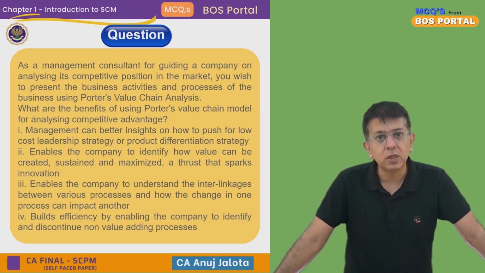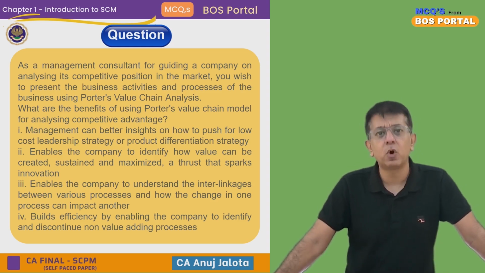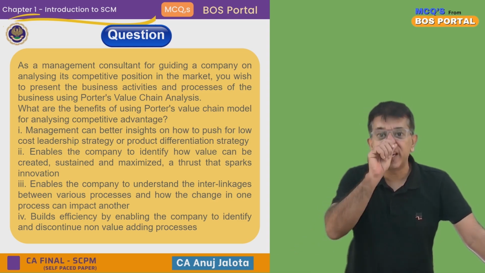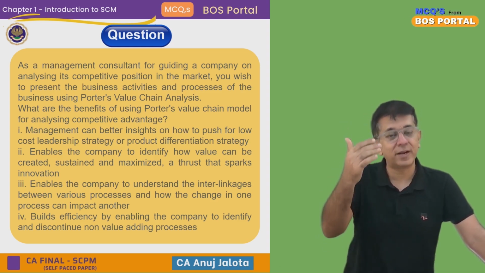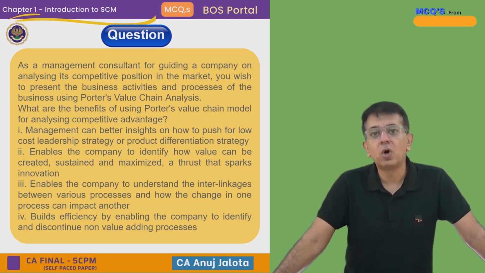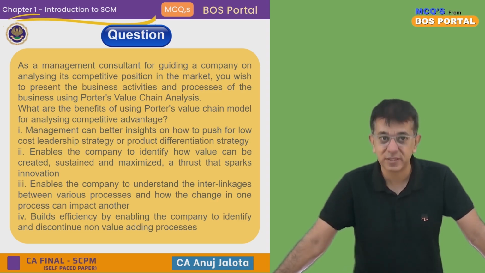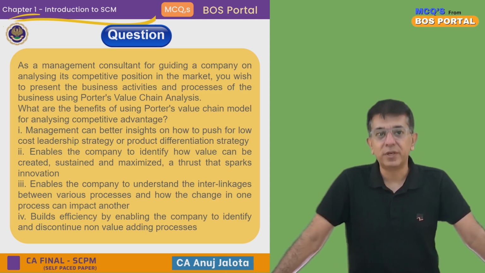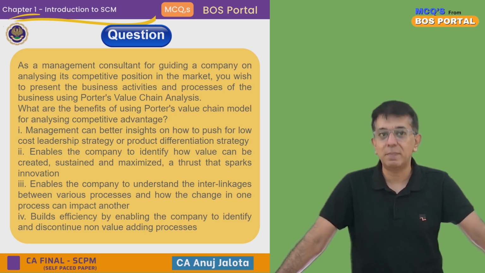One thing always remember, the value chain gives you great insights into what a company should try to focus on. A company usually will have one of these 2 objectives, cost leadership or product differentiation. By doing the activities in a different way, it can either achieve cost leadership, whereby it tries to cut down the cost, or product differentiation, where it tries to make products which are far different compared to the others. This is first. Second, it enables a company to identify how value can be created, sustained and maximized.